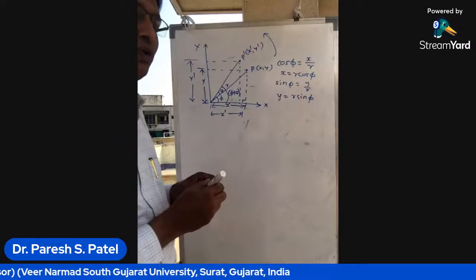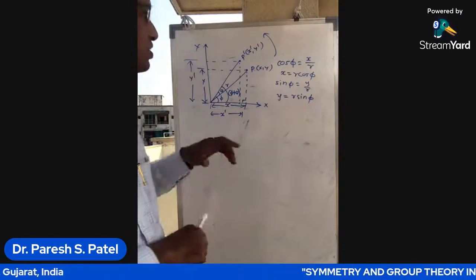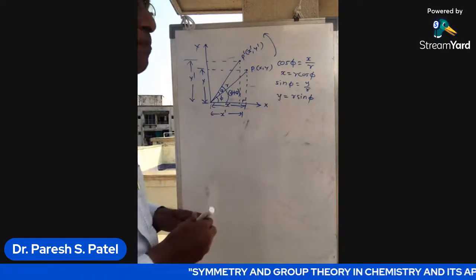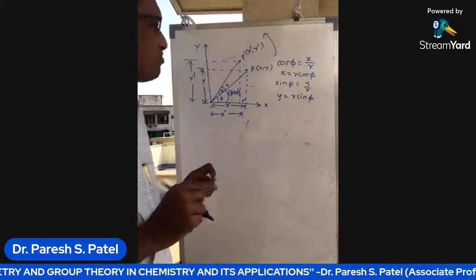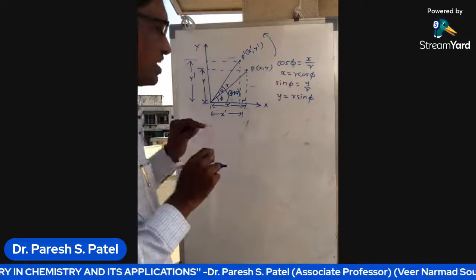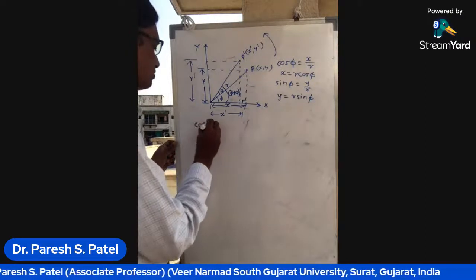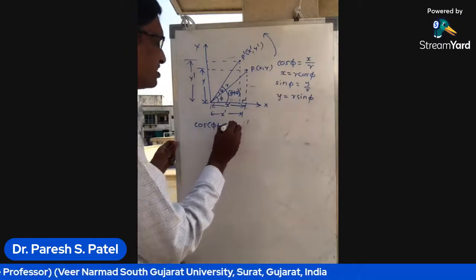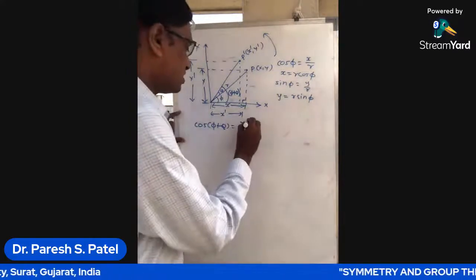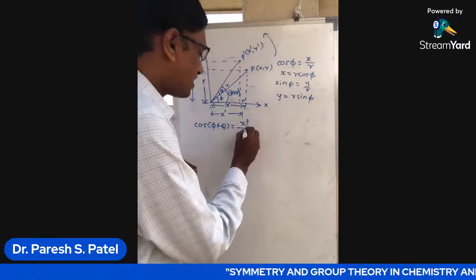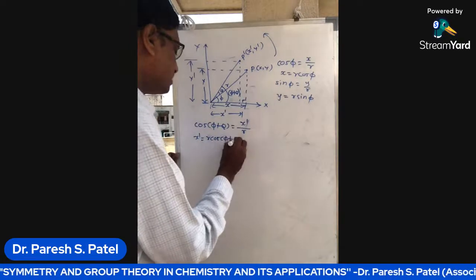Now if we rotate vector p by theta in an anti-clockwise rotation to give a new position p dash, with the coordinates x dash and y dash, this is the shifted position. Along the x-axis is x dash and along the y-axis is y dash. So we can represent it as cos of phi plus theta is equal to base divided by hypotenuse. The base is x dash and the hypotenuse is r. So x dash is equal to r cos(phi plus theta).